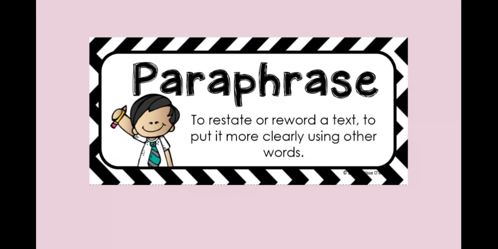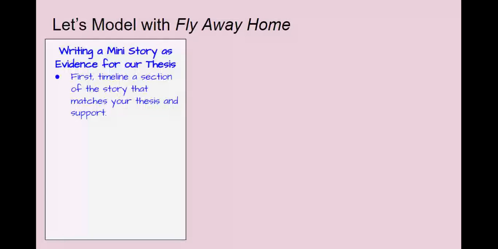So like I said, quoting uses the author's exact words, and we know we have to give credit to the author and use quotation marks, but paraphrasing is when you retell a section of the text in your own words. And we can use that as evidence to support our thesis. All right, so we're going to practice this with Fly Away Home.